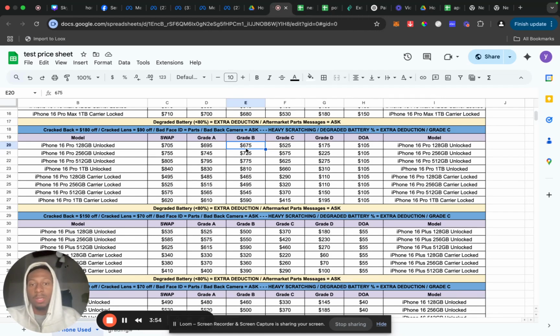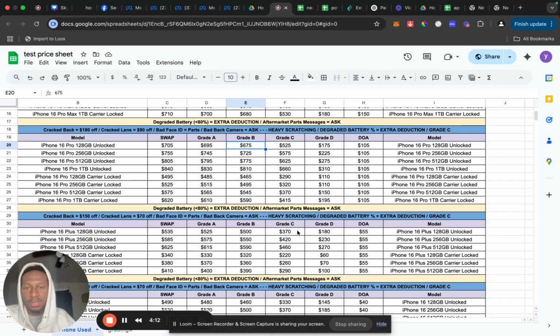A lot of people don't really understand the grading scales, because multiple people in the industry have different grading scales, but for the most part they're about the same. Everybody knows C grade is a lot of scratches on the screen, or there's a crack on the screen.